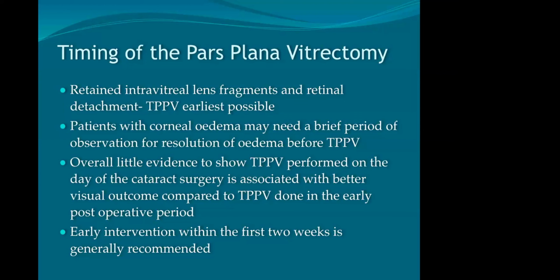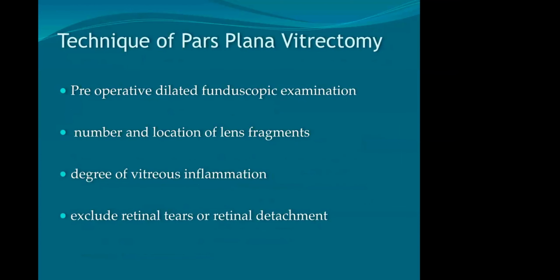Of course, within 2 weeks of the complication, it is better to do the vitrectomy if you are seeing any signs of inflammation. The technique of pars plana vitrectomy is the same. Preoperatively, with a very dilated pupil, do a fundoscopy and see how much lens matter remains, the number and location of the lens fragments, the degree of vitreous inflammation, and exclude retinal tears or detachment before your surgery.